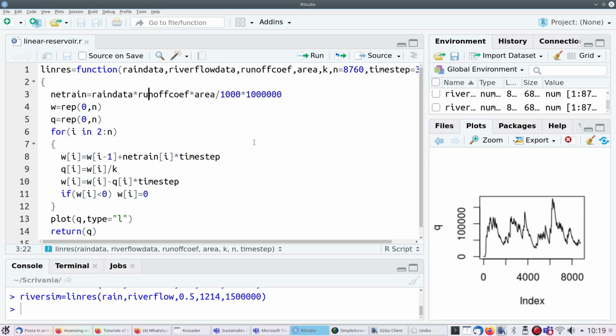Let's start from the computation of net rain. Let's see if everything was okay here. So it's rain data times area. The area is given in square kilometers. Rain data are to be given in millimeters, which I think is fine. And then it's in millimeters and divided by 1,000, yes, in meters. And then the area is given in square kilometers, so you have to multiply it by 1 million. Okay, I think net rain is fine.